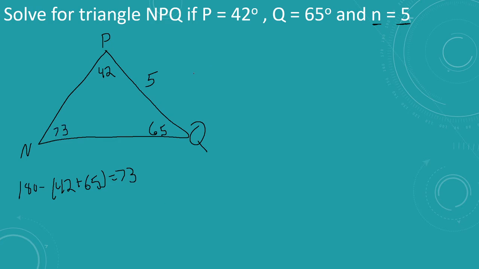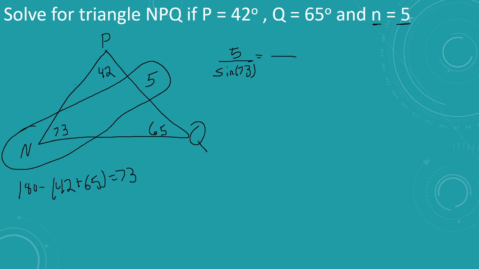And then now we do the same thing we did last time. We get our pair fraction, which is this one right here. This fraction we can keep referring back to. So 5 over sine of 73 is equal to, and I just pick whichever one I want to do. So we'll call this little q. We'll call this little p. I'll do little q first, just because. So little q over sine of 65. Again, make sure you're taking the angle that's opposite the side length.